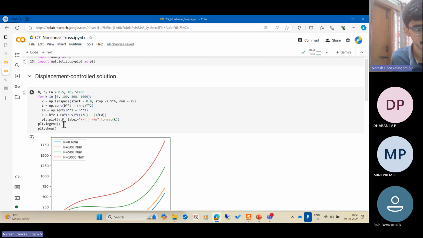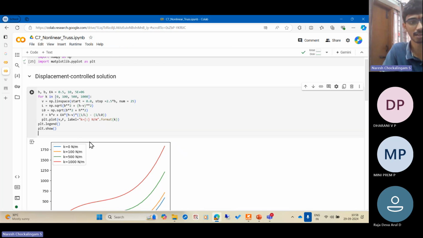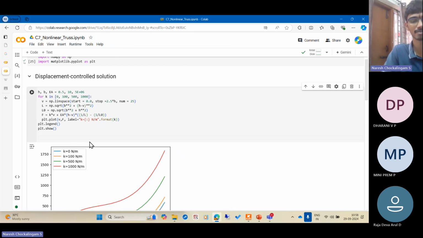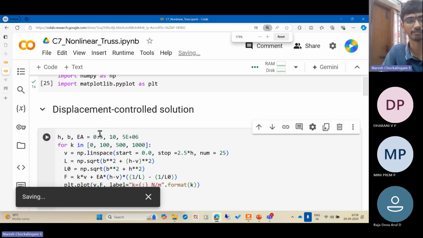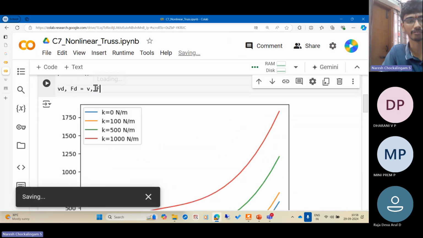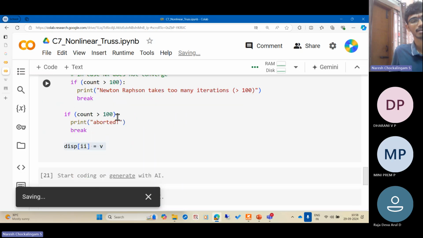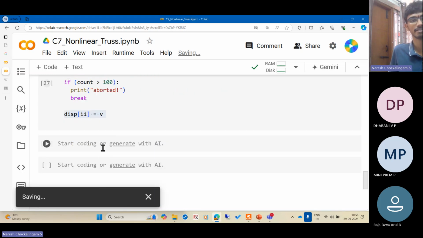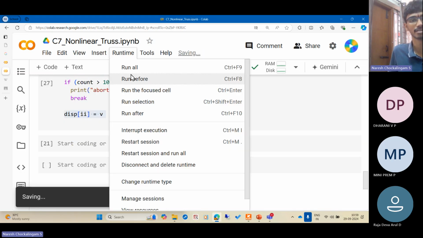And then I'll just do one thing. I'll store the previous things as in displacement control. I'll just store the values as VD and FD as V comma F. So in the previous case, V and F are vectors. So I'll just store them so that I can put it on the same graph. And here I'll get displacement and force. So let me run everything.